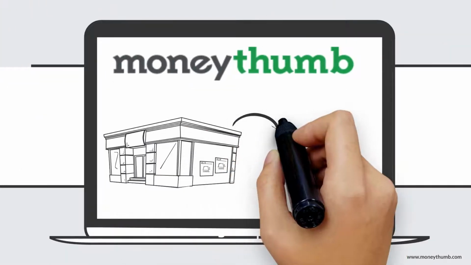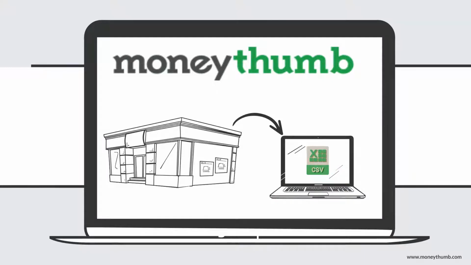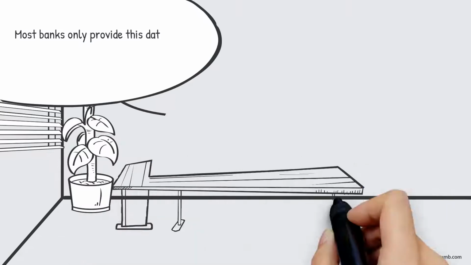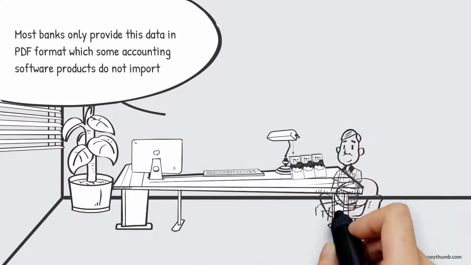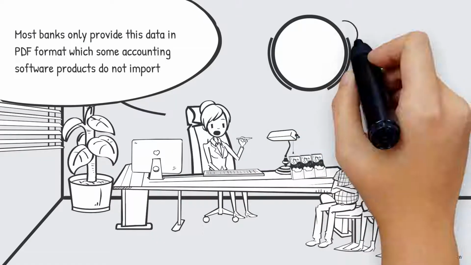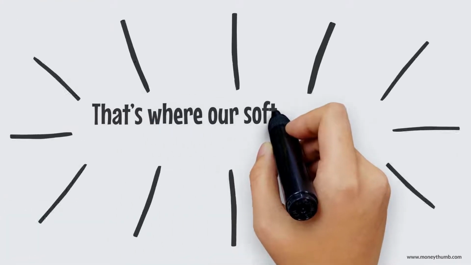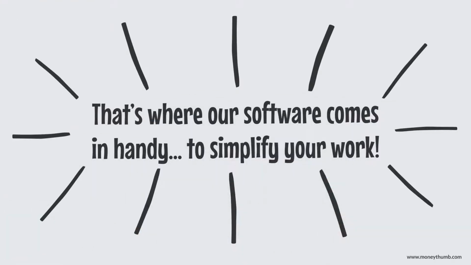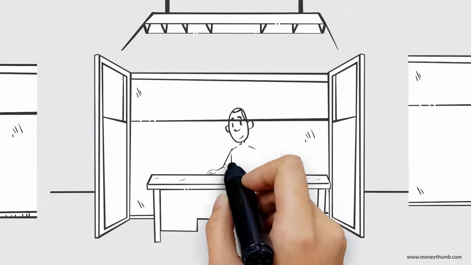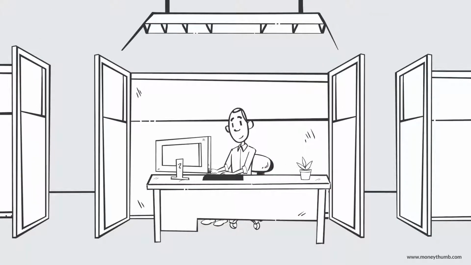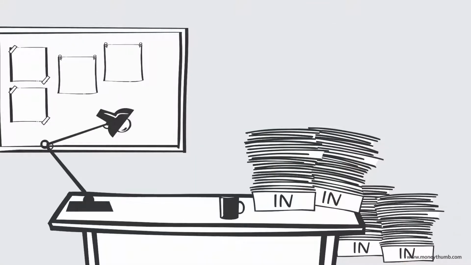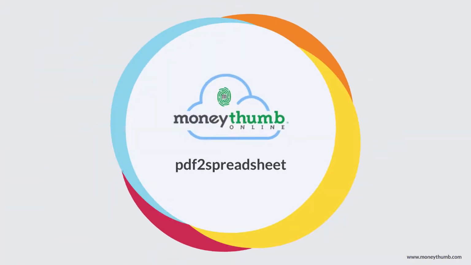MoneyThumb Spreadsheet Converters get historical transaction data from your bank into your accounting software. Most banks only provide this data in PDF format, which some accounting software products do not import. That's where our software comes in handy to simplify your work. So instead of having to manually enter transactional data, which leads to a tremendous amount of wasted time and potential errors, simply use MoneyThumb Spreadsheet Converter.